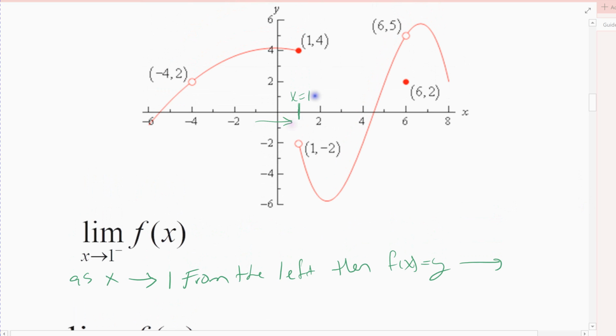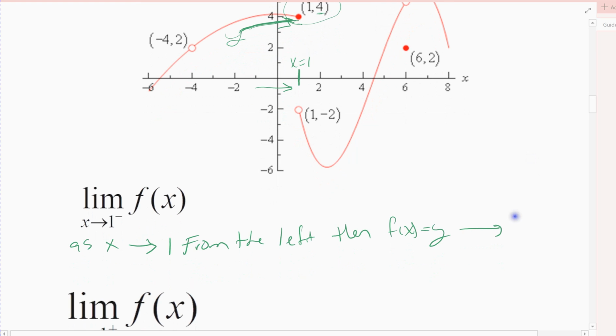Well, I'm on the left side, so I go up here to the left side, and I go to my function. So if I'm on the left, the function's up here. And my function from the left, my y values are approaching this point. Well, the y values in that point are 4. All right, so my y values approach 4 from the left of 1, and so that limit equals 4.